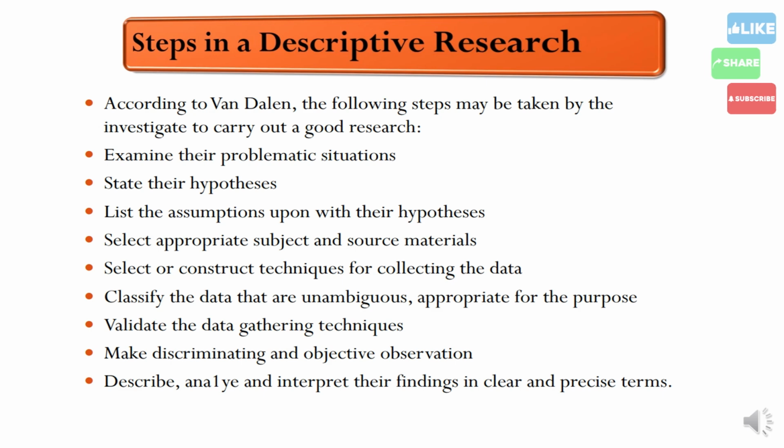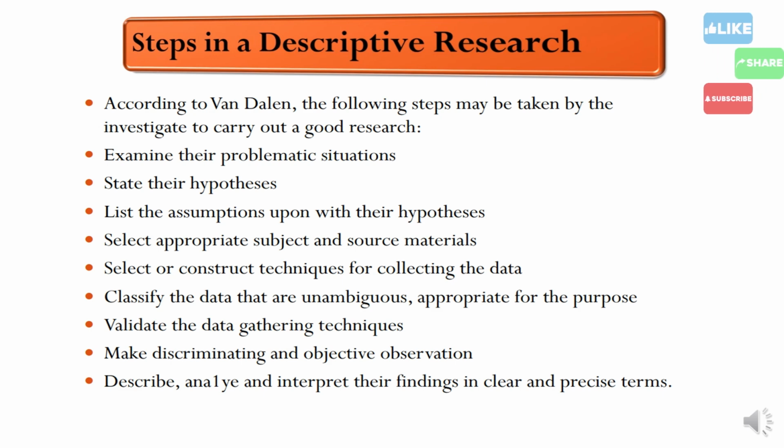There are some steps in descriptive research. According to Van Dalen, the following steps may be taken by the investigator to carry out good research. The first is to examine the problematic situation. After that, state the hypothesis and list the assumptions upon which the hypothesis rests, and then select appropriate subjects and source material. After that, we select and construct techniques for collecting the data. We means the researcher selects or constructs techniques for collecting the data.